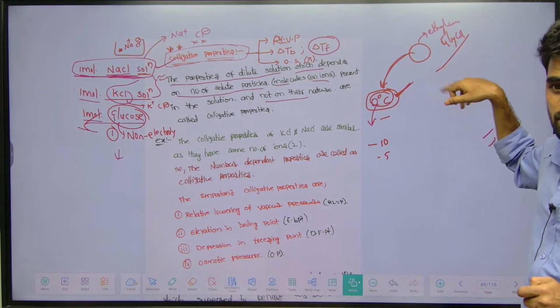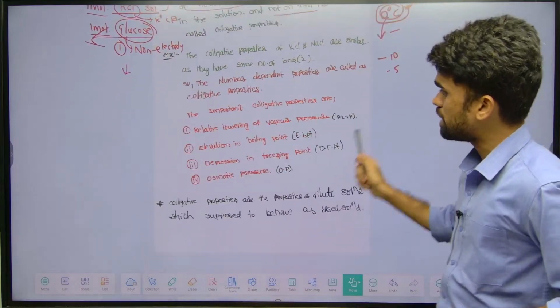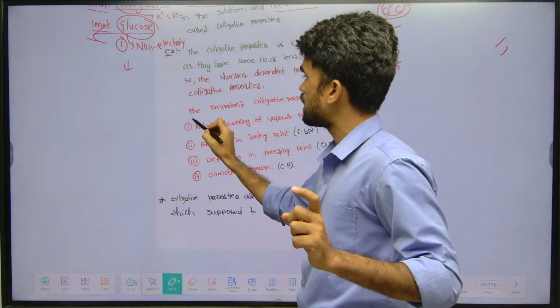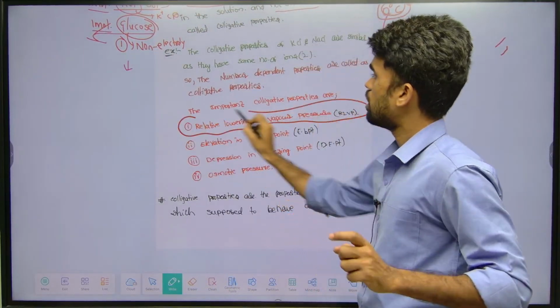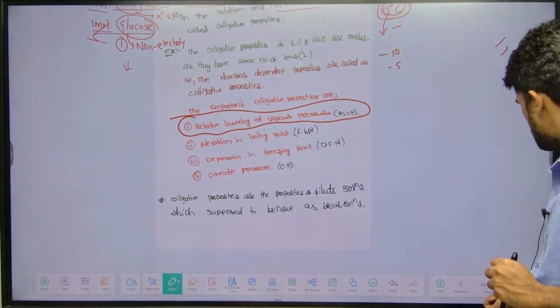Do you understand? What is this freezing point application? Depression in freezing point means? Yeah. So the next, first one is, what is the first colligative property we have? Relative lowering of vapor pressure. I am saying it in the short form as RLVP.